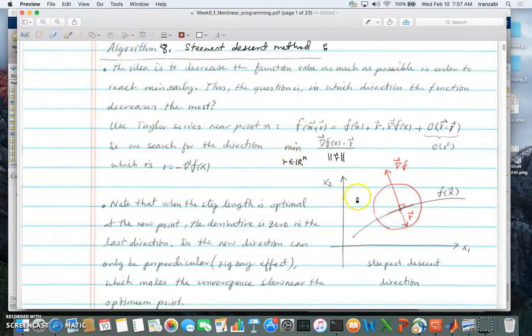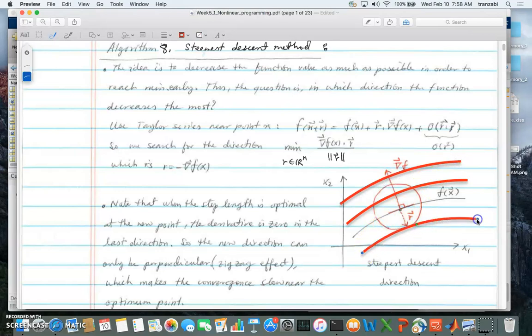Okay, so let me just draw a line. And let's say here is another line. And here is another line. And here is another line. So these are actually four different values of the objective function. Imagine I put in different x1 and x2 in my objective function here, and for every x1 and x2, you get an f. Let's say this is a contour line along which f is constant.